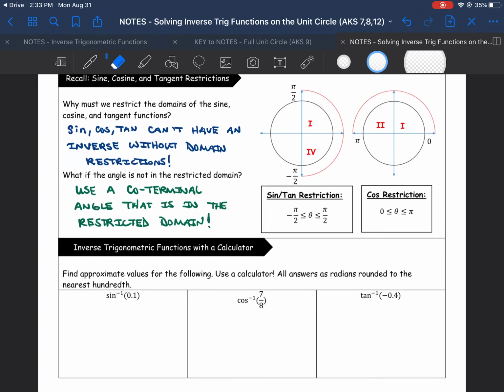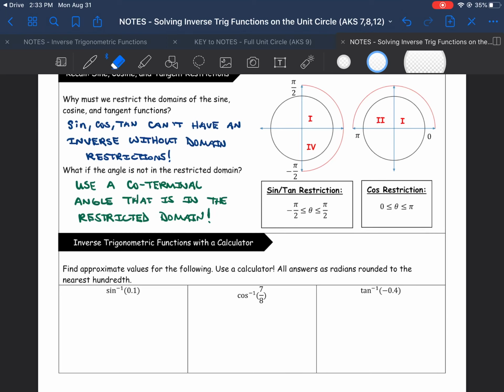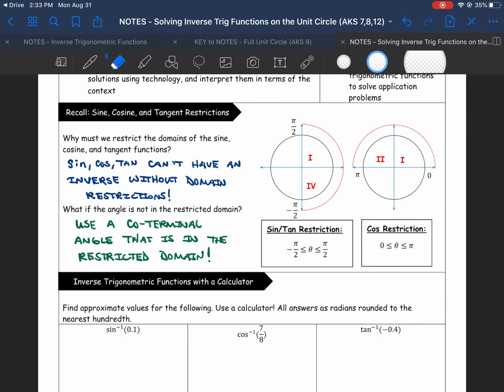Okay? So one question that pops up is, what happens if an angle is not in the restricted domain? Let's say that, for example, we're working with sine, and maybe we get one of the angles over here in quadrant 2. Well, in order to alleviate that problem, we would just use a coterminal angle that is in the restricted domain. So remember that you can add or subtract 2 pi to whatever angle you're working with, and you're going to get a coterminal angle. So you would add or subtract 2 pi, whichever is necessary, until you get an angle that is in the restricted domain for that trigonometric function. Okay?